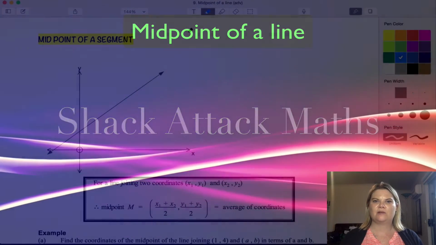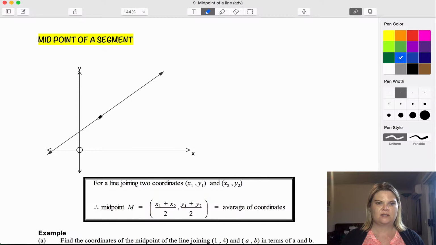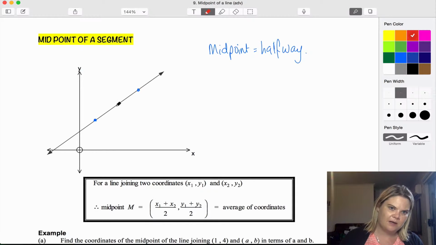Hello and welcome to our video on midpoint of a line segment. I've got another line here just like our previous video, and I'm going to put 2 points on there, and the type of question we're looking at would be asking us to find the exact halfway, the midpoint. So I'll just put that here. Midpoint equals halfway. So we could guess it by eye. It's about here. But what we're looking for is using the coordinates to find the exact midpoint.